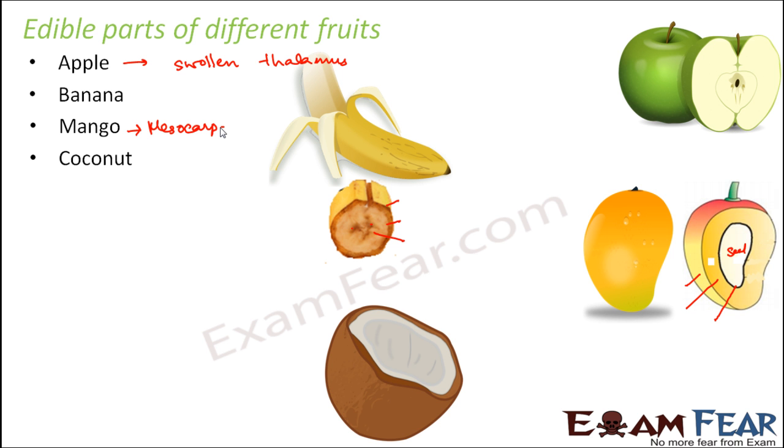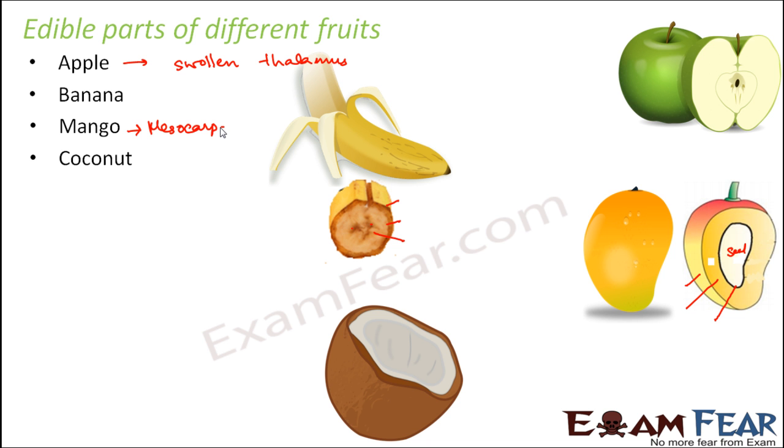Talking about coconut, in coconut the edible part is the endosperm. So see, these are not new terms. You would have studied all these while we discussed sexual reproduction in plants. So what is endosperm? Now when sexual reproduction happens, there is double fertilization in case of flowering plants.